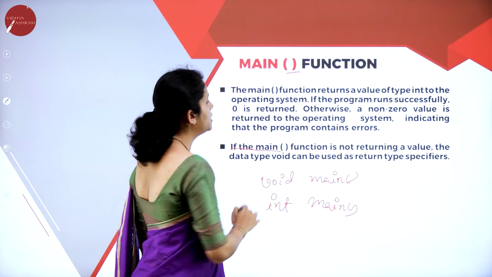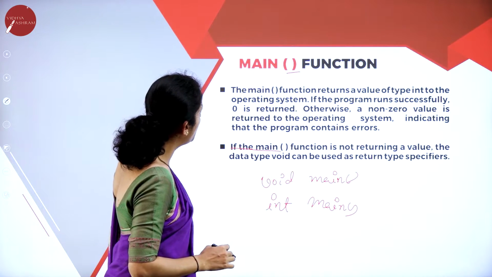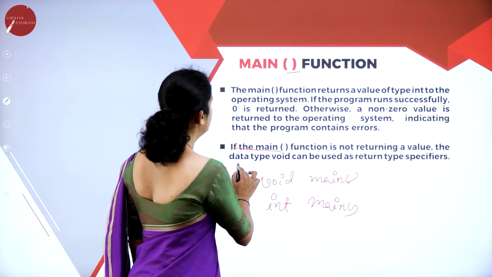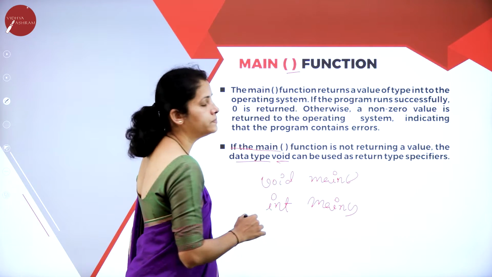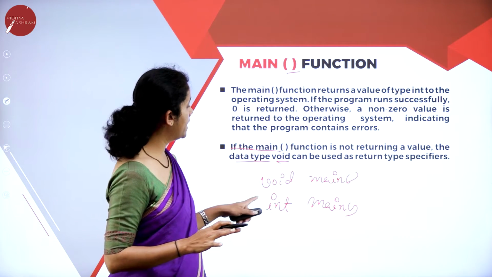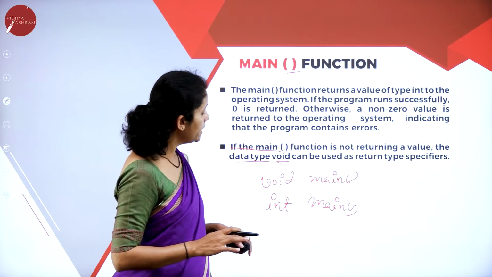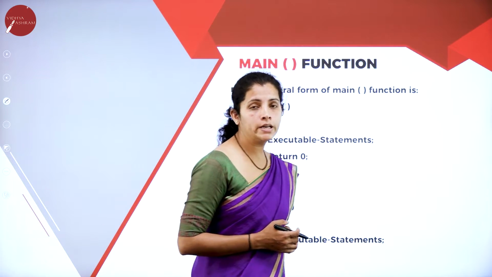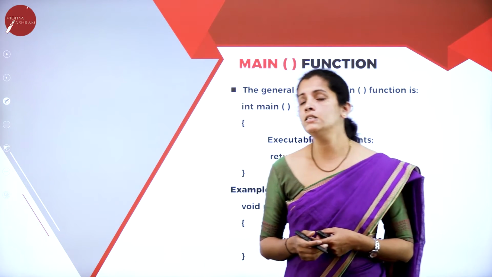So if the main function is not returning a value, then the data type is void. If the main program does not return a value, then it is void. If the main program is going to return some value, then it is integer.